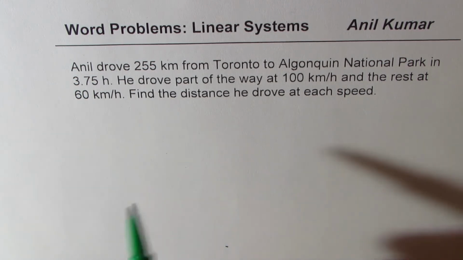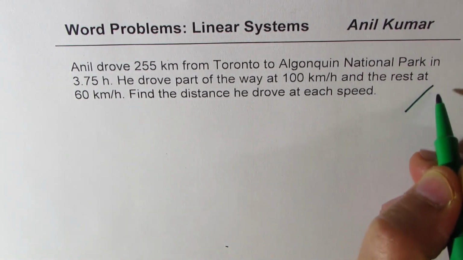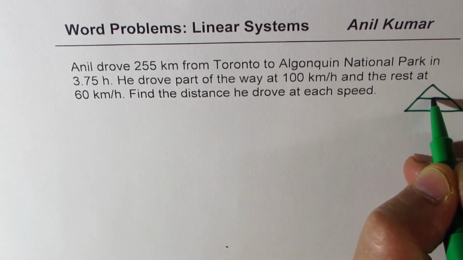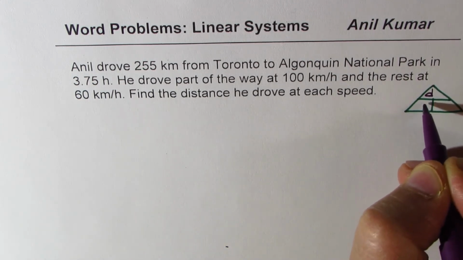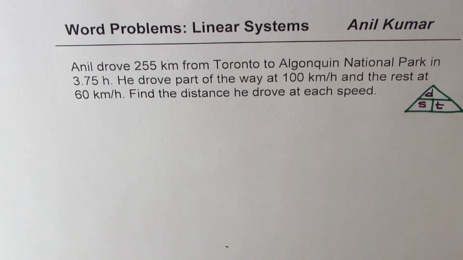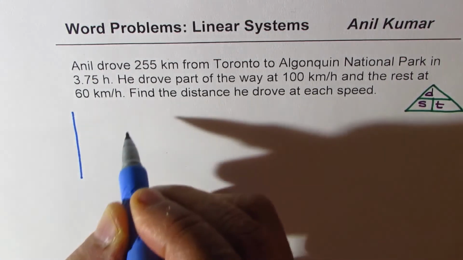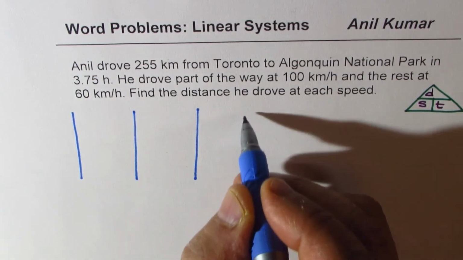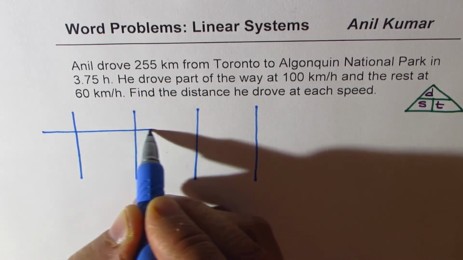Now, for these kinds of questions related to distance, speed and time, we should know the relation between distance, speed and time, which can be remembered with the help of a triangle, right? So we know distance d is speed times time. So that is the relation. Second part, to solve such a question, I prefer to make a table. Here is a small table which will always help you to solve any question related to distance, speed and time.